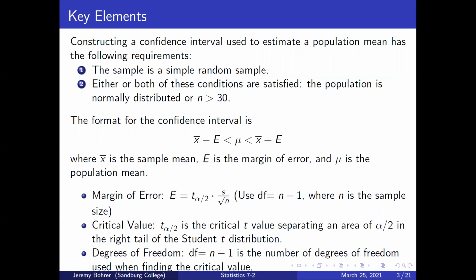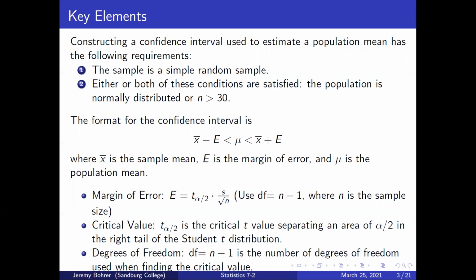The format for the confidence interval is x bar minus e is less than mu is less than x bar plus e, where x bar is the sample mean, e is the margin of error, and mu is the population mean. The margin of error, e, equals t sub alpha over 2 times s over the square root of n. We use n minus 1 degrees of freedom, where n is the sample size.